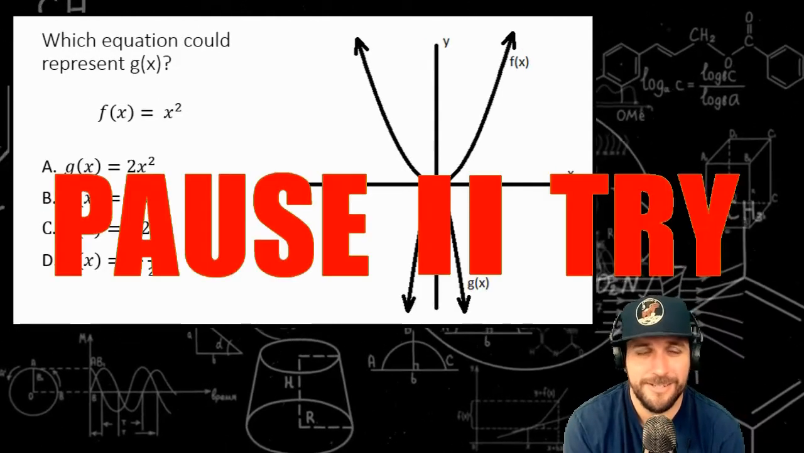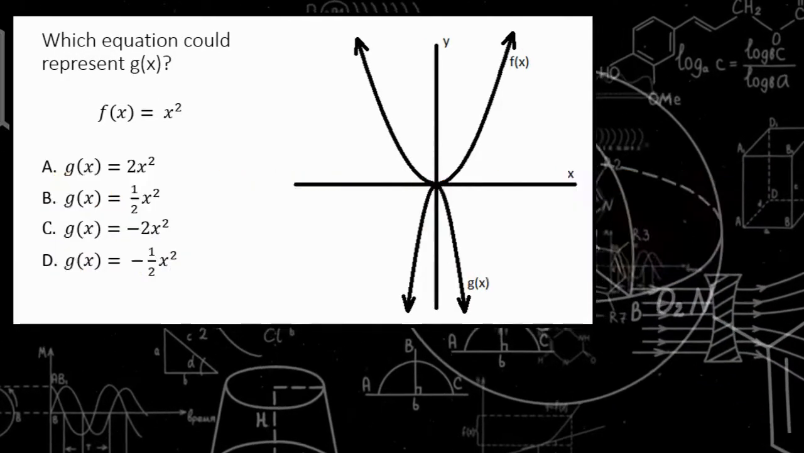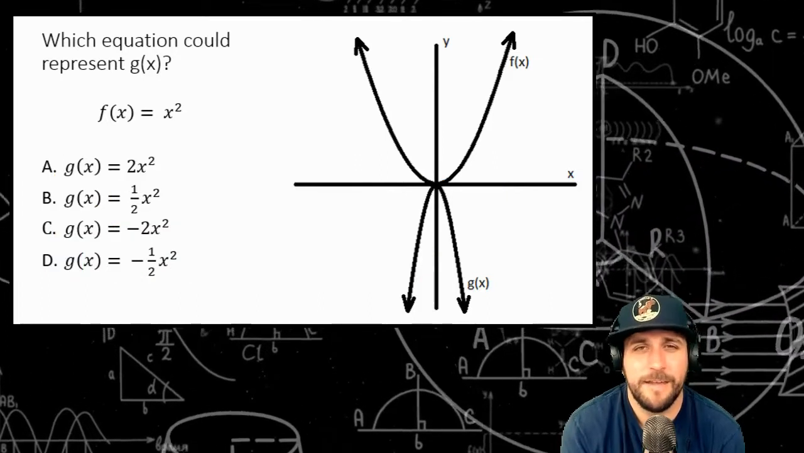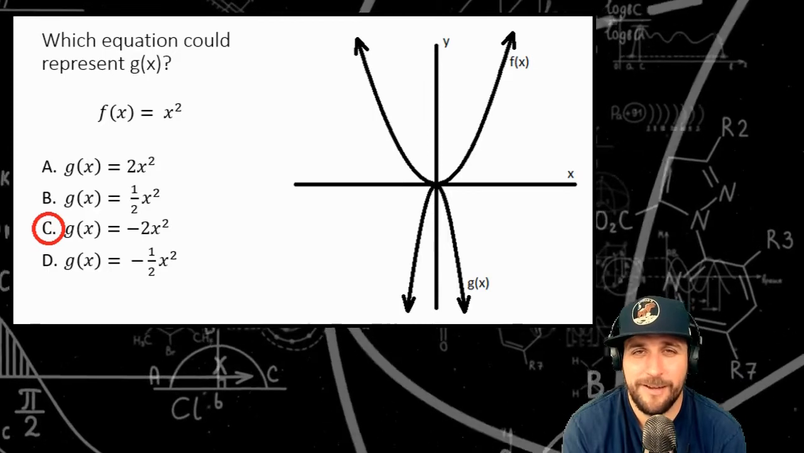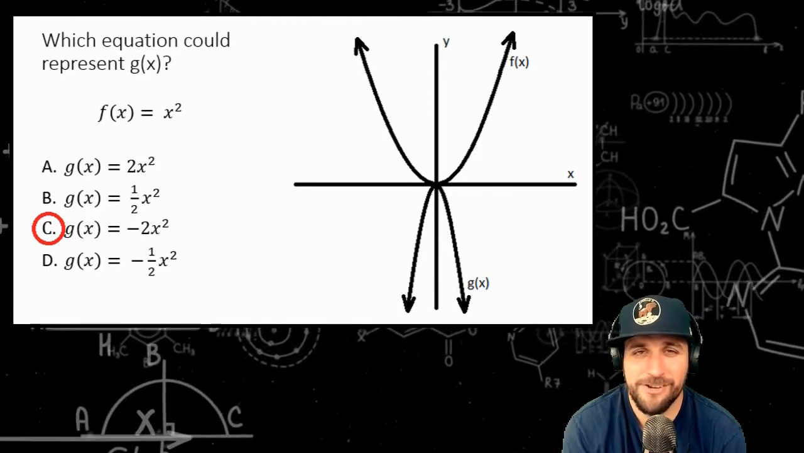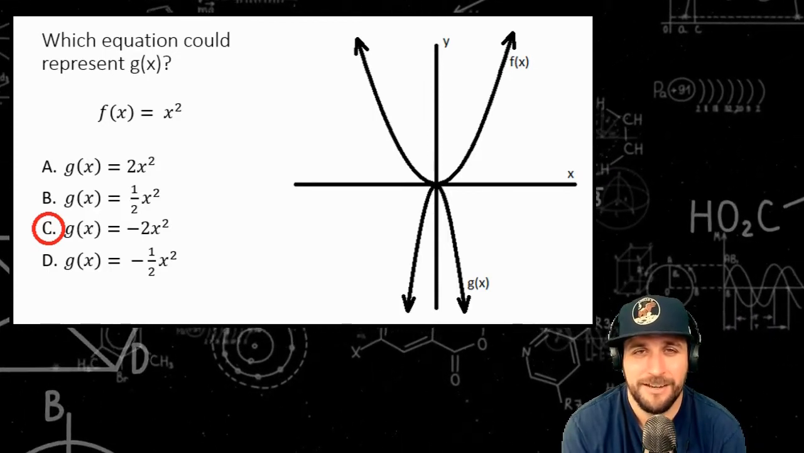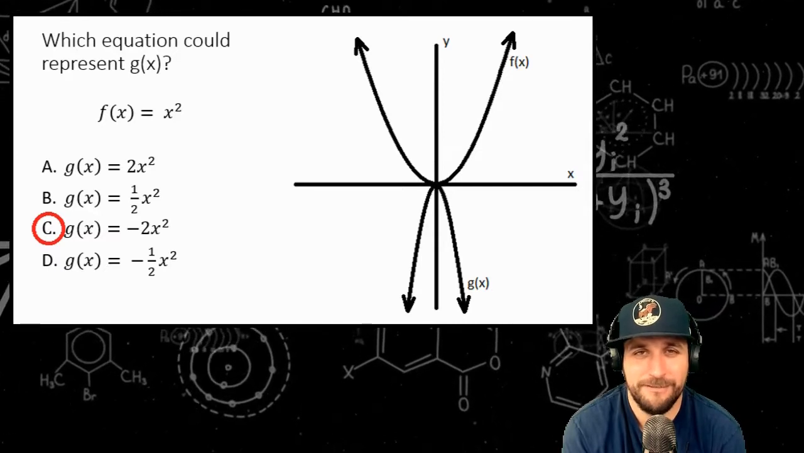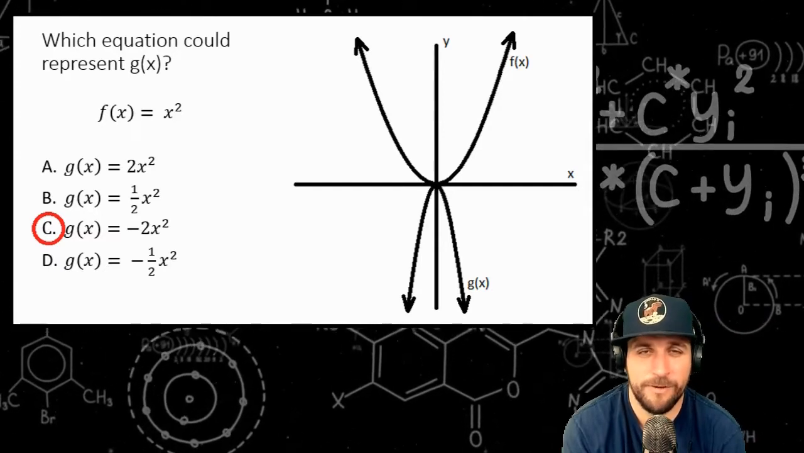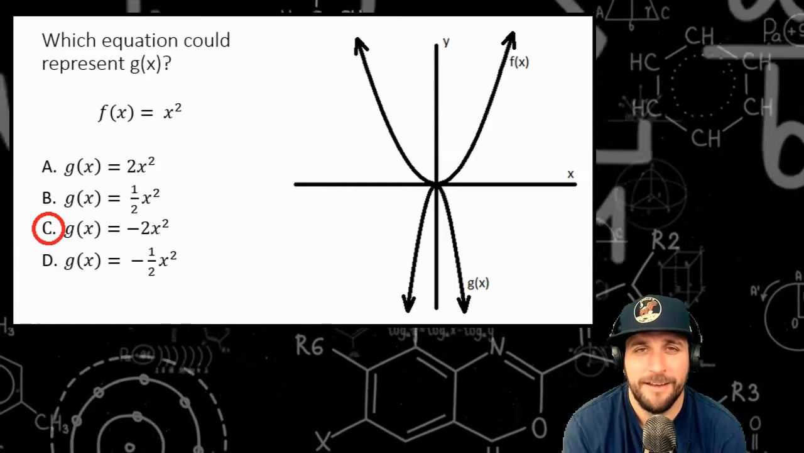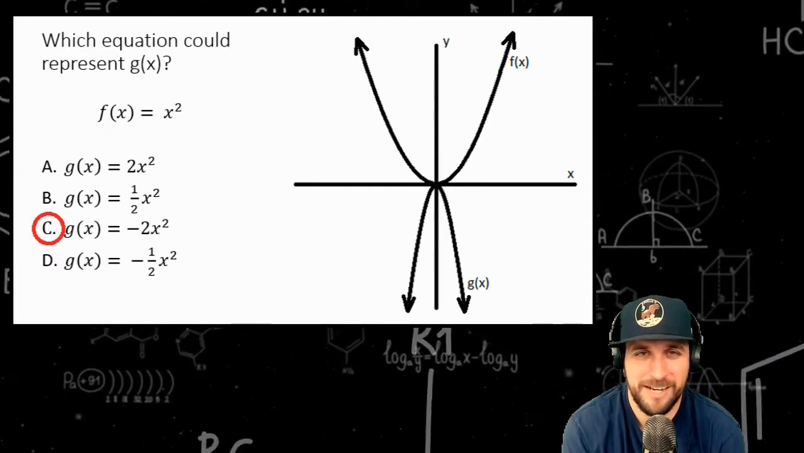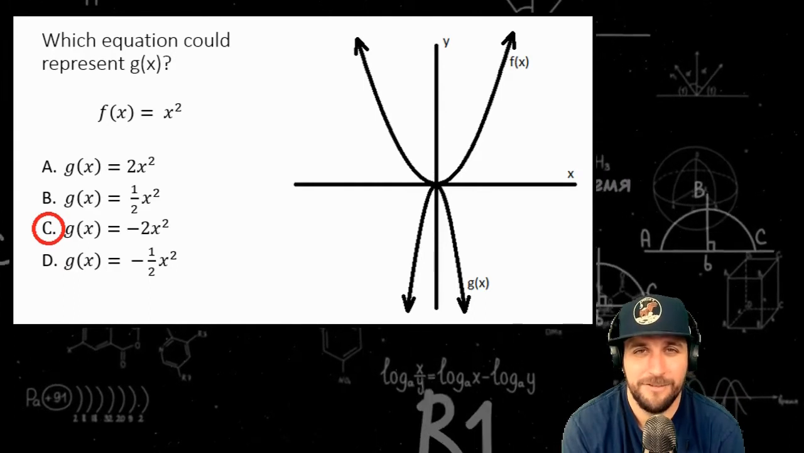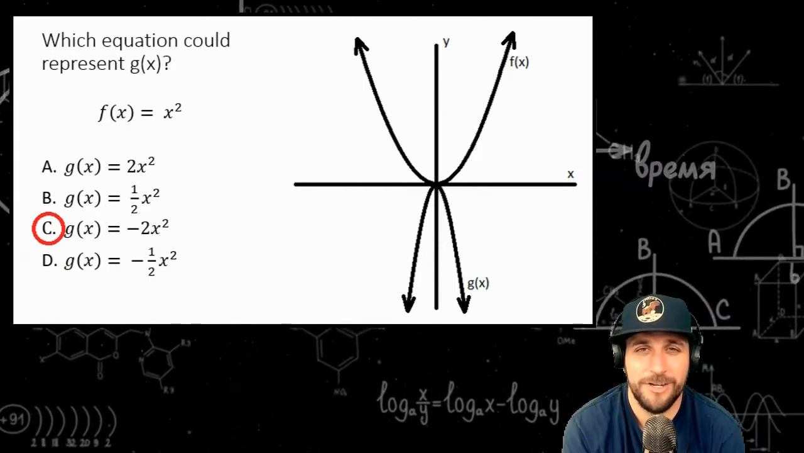Could you do this example? The answer is C. G of x is narrower than f of x, so I know my answer is either going to be A or C, because 2 is larger than 1, and the bigger a gets, the narrower my graph becomes. And then it's C because my graph opens down, so I want my a to be negative, so negative 2x squared is the only choice it could be.